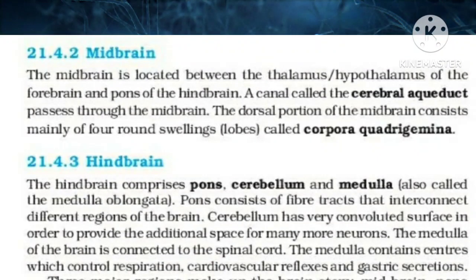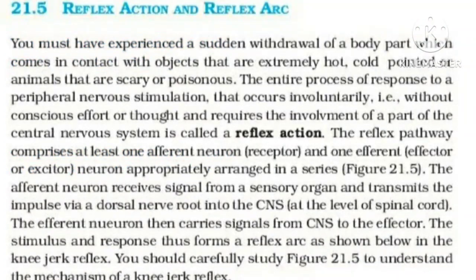Hindbrain. The hindbrain comprises pons, cerebellum, and medulla, also called the medulla oblongata. Pons consists of fiber tracts that interconnect different regions of the brain. Cerebellum has a very convoluted surface in order to provide the additional space for many more neurons. The medulla of the brain is connected to the spinal cord. The medulla contains centers which control respiration, cardiovascular reflexes, and gastric secretions.